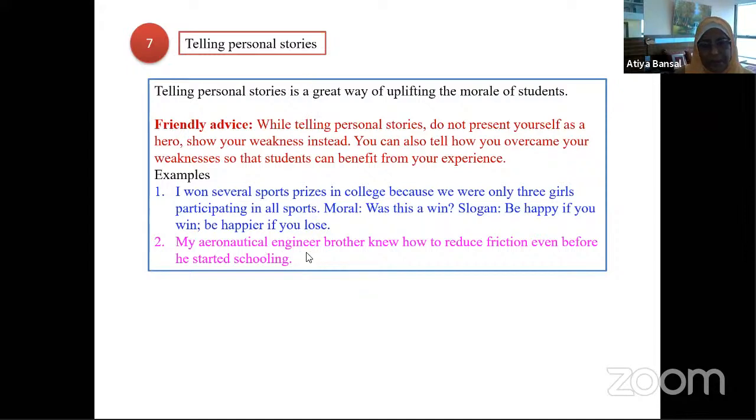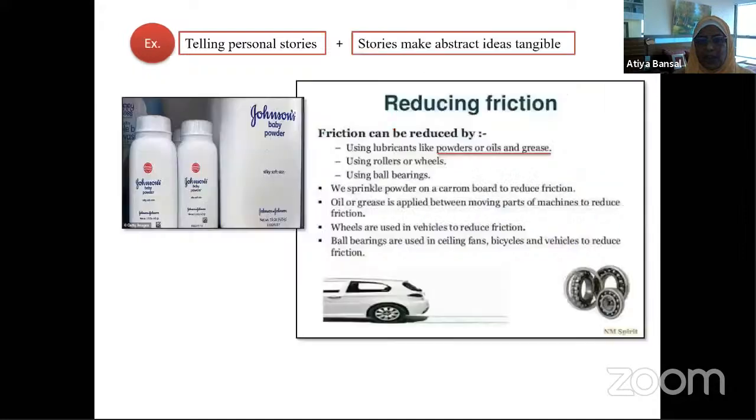My young brother, who's an aeronautical engineer, even before he started going to school, he learned how to reduce friction. So when I teach friction, reducing friction, to my science students, I always tell them this story. What my brother did was, he must have been 4 or 5 years old. You know this Johnson baby powder? It was there in the house.